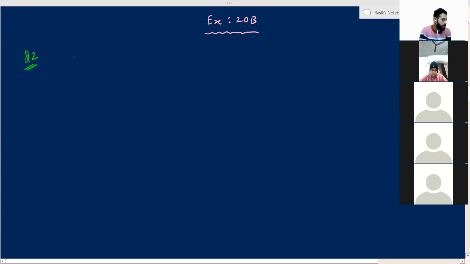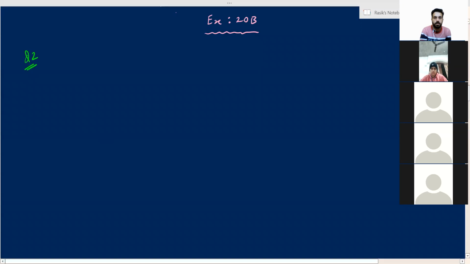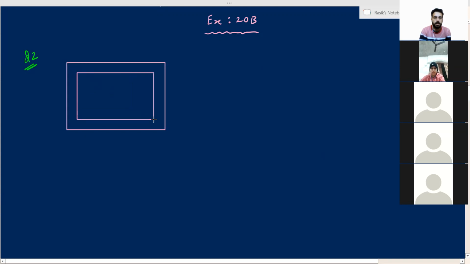A rectangular plot of land measuring 95 meter by 72 meters. Again, there is a rectangular plot. This is your rectangular plot. And there is a path made in the rectangular plot. A path of uniform width 3.5 meter is to be constructed all around. Inside the plot, a path is to be constructed. The path is constructed inside the plot.